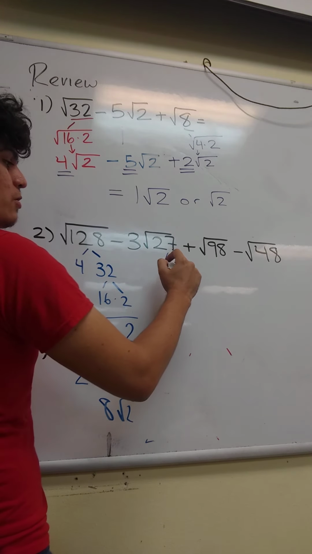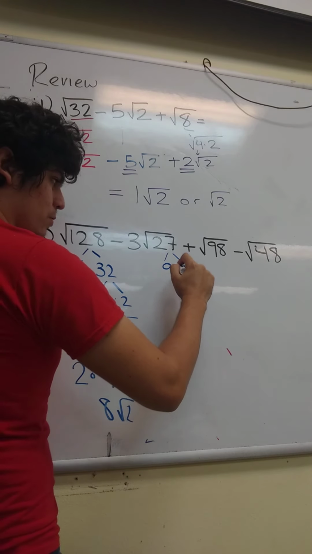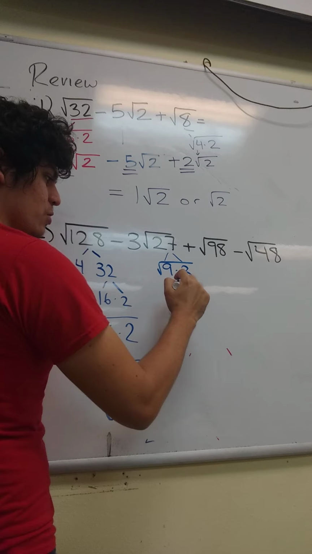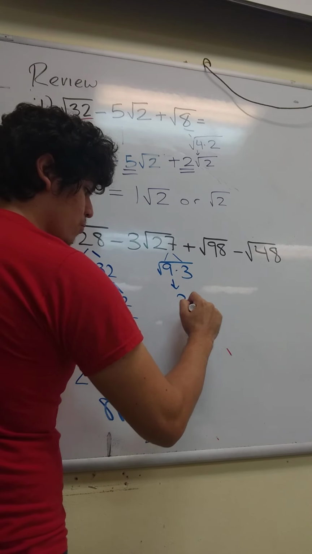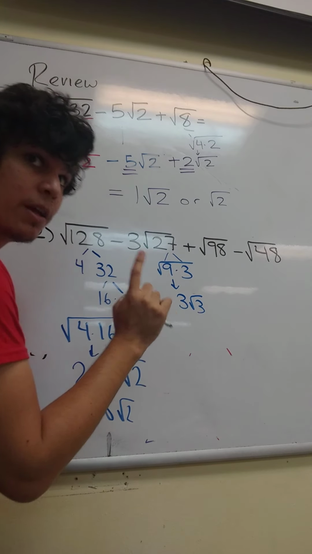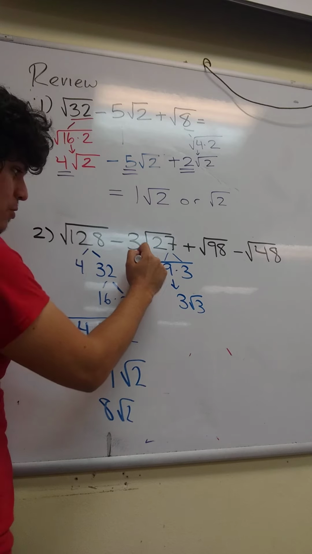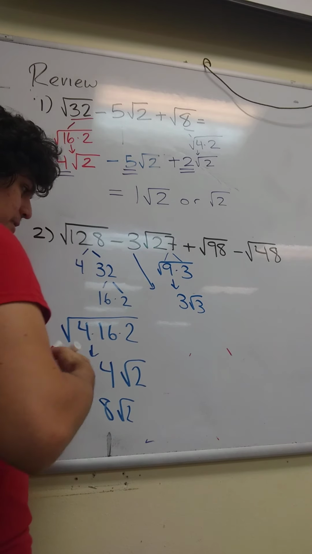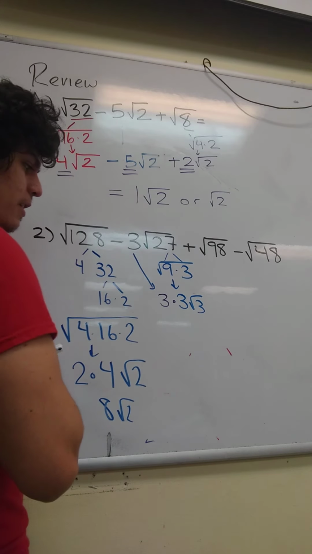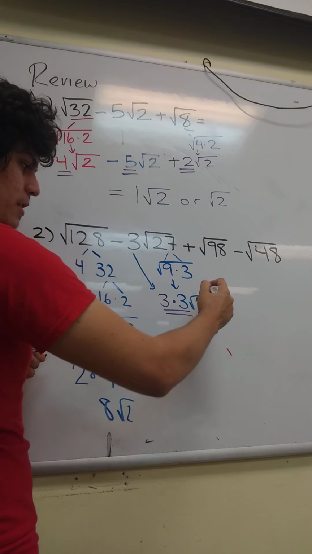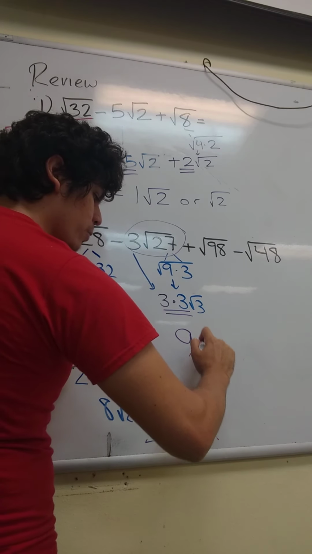27, what can I break that into? 9 times 3. Very good. So then you have 27 is the square root of 9 times 3. What's the square root of 9? 3. So this just turns into 3 square root of 3. But here's the problem. You already have a 3 over here. So then what happens? You had this 3 right there, and now this guy has another 3. So what do you do with those 3's? Do you multiply, add, subtract, divide? You have to multiply. Very good. 3 times 3. So this turns into 9 square root of 3.